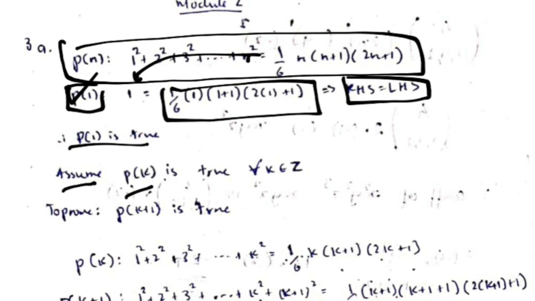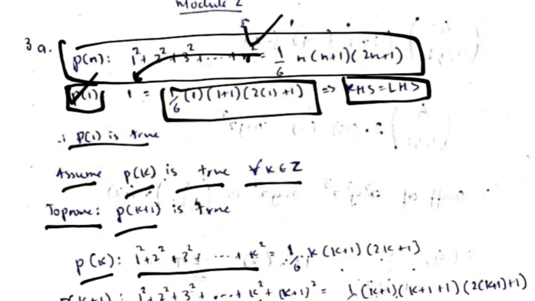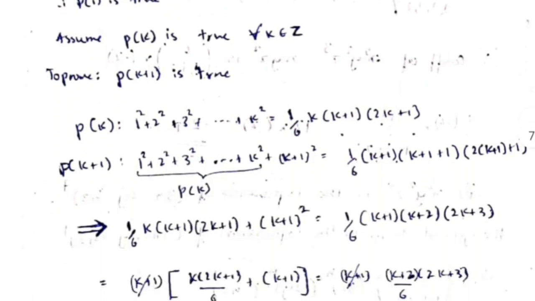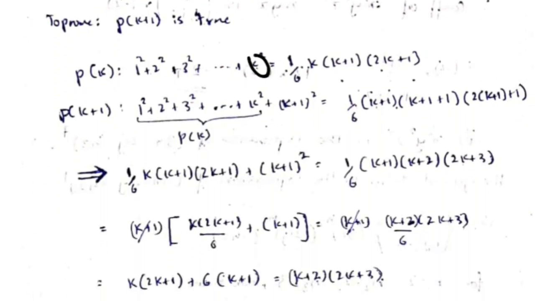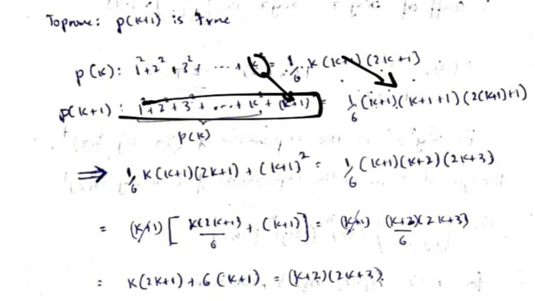Then we'll assume that p of k is true for all k belongs to z. Then we have to prove that for p of k plus 1. Now what is p of k? P of k is the same thing in the question what they have given. Instead of n, we will write k. Okay, then we will write the same equation for k plus 1. See here, instead of k, we will substitute k plus 1 and write the whole equation. Here also we will substitute k plus 1.